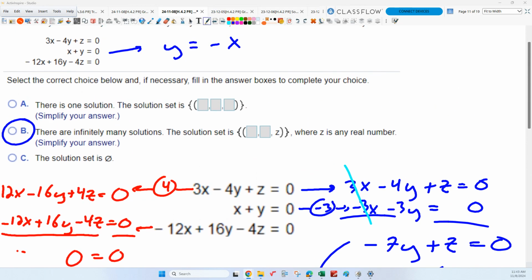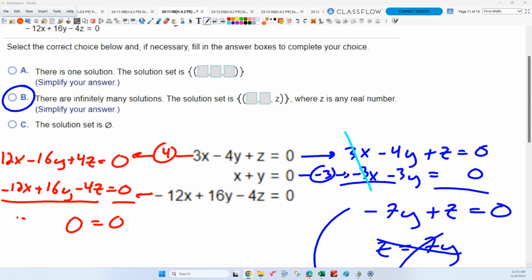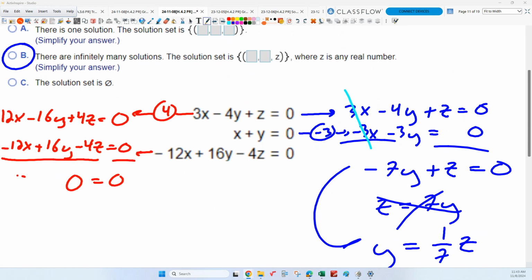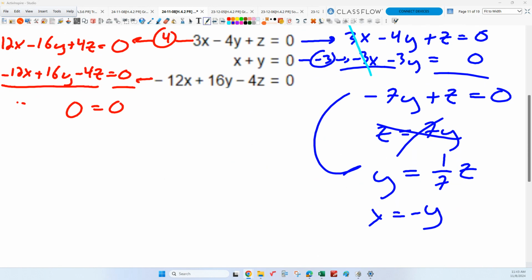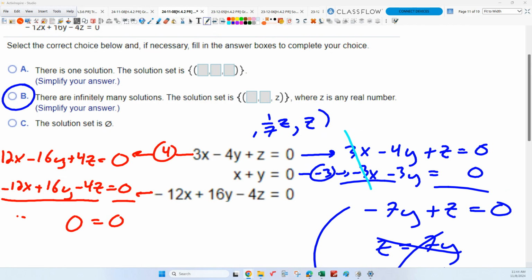So how could I write this answer then? Well, one way I could do it is I could say if z is any real number, could be anything, what is y going to be in terms of z? Well, y is going to be 1/7 z. And what is x? X is negative y, so it's going to be the opposite of that. It's negative 1/7 z. And that would be the ordered triple. It's the solution set of all of those ordered triples where z could be absolutely anything.